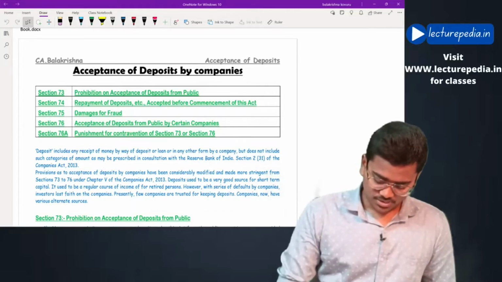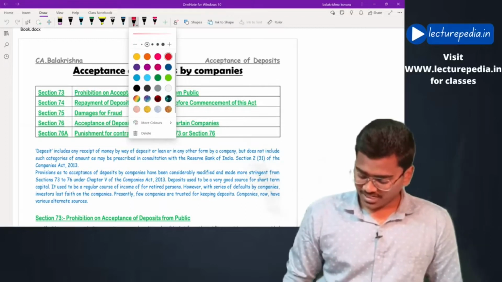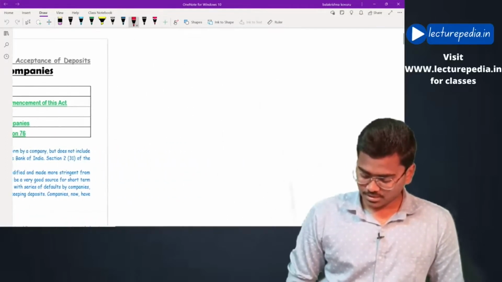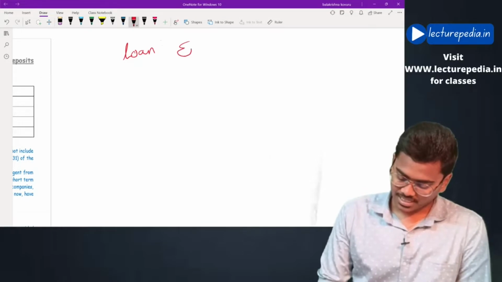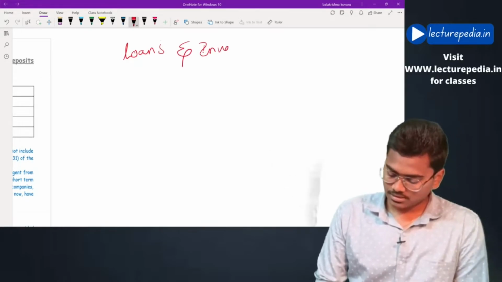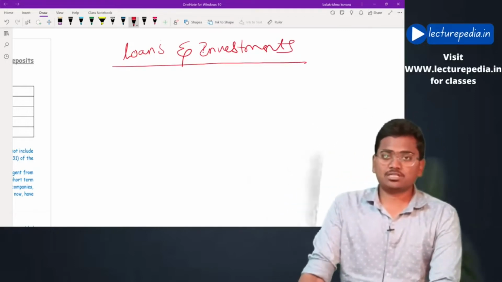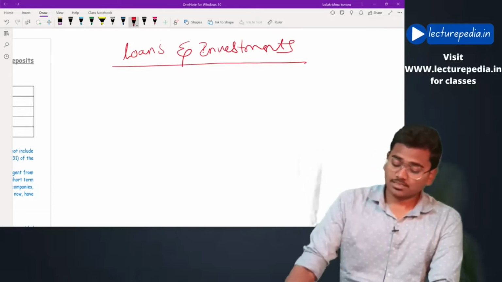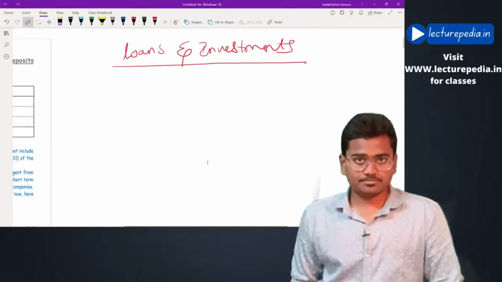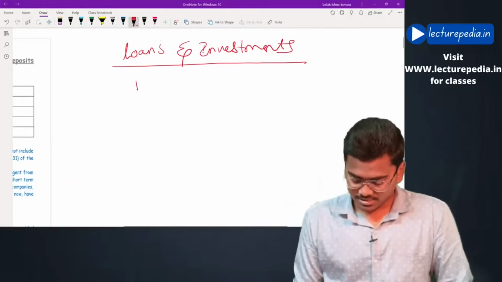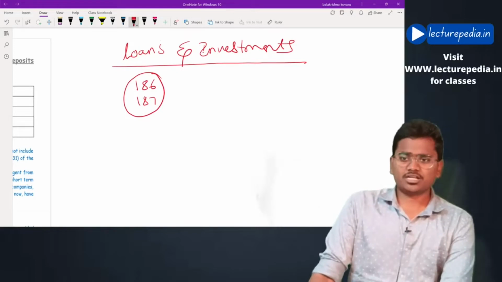And if you see your institute's study material, there you will find the name of the second chapter as loans and investments. This was the name of the second chapter in your institute's study material. But in this chapter, there is only one section that is related to loans. Section number 186 and 187, these two sections are related to loans.